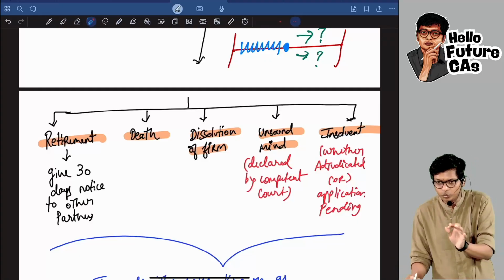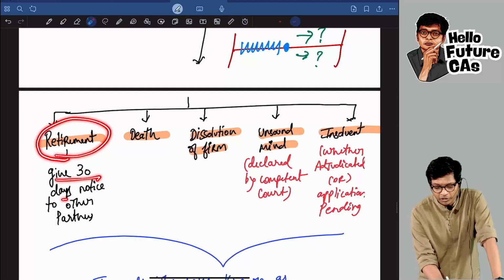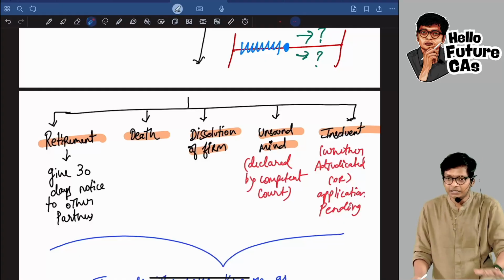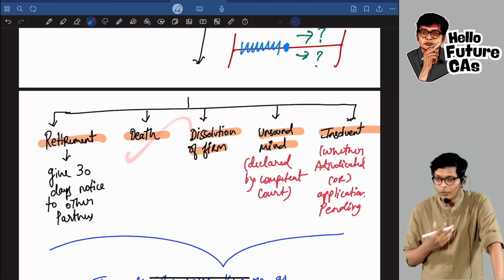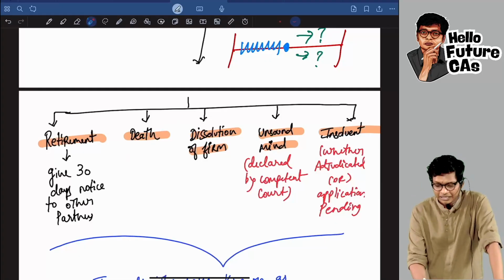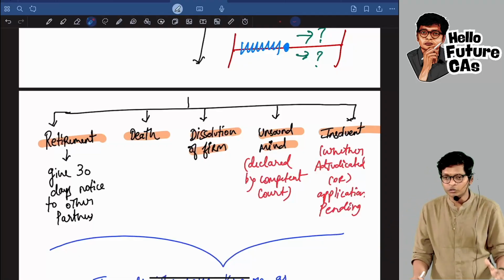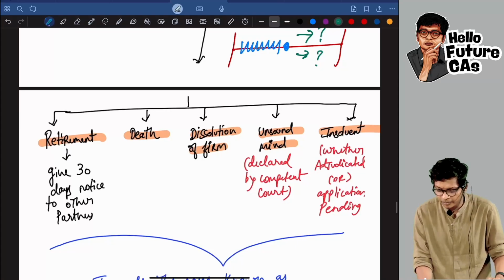Each case has one small point to note. In case of retirement, you have to give 30 days notice to the other partners. Are you following, guys? I'm leaving; give notice to the LLP also, 30 days notice. In death, how will I give notice? Notice is already deemed to be given. Okay, correct. Dissolution of the firm, everybody is dissolving, so whom will I give notice to? No need to give notice to anybody else. Two important points we have to remember beautifully.